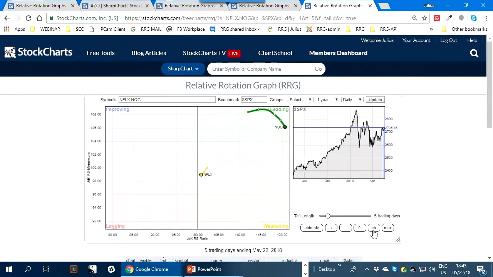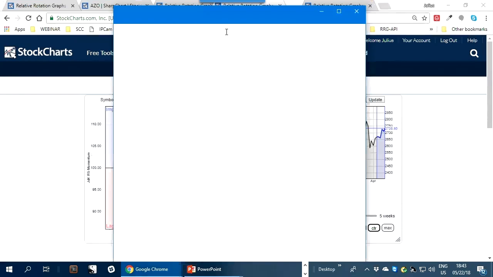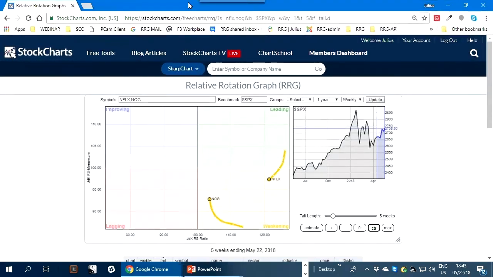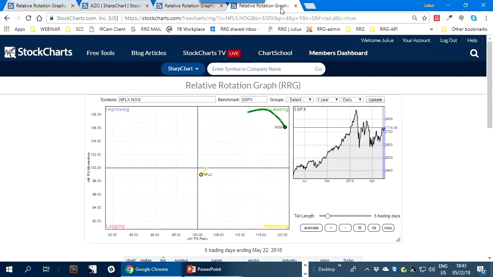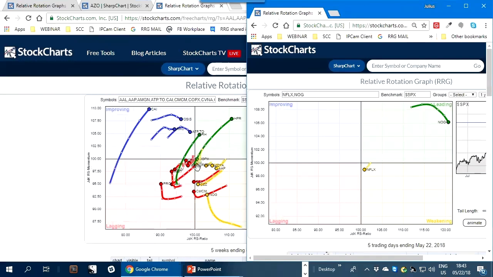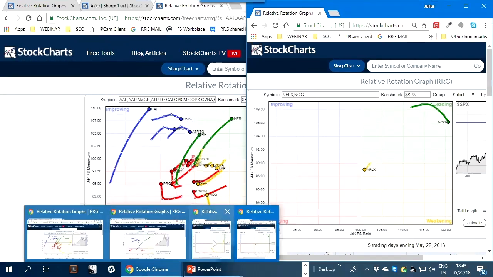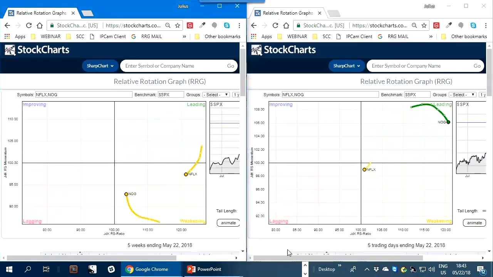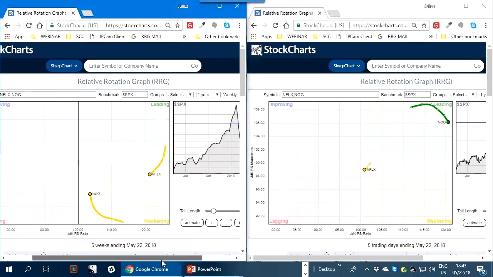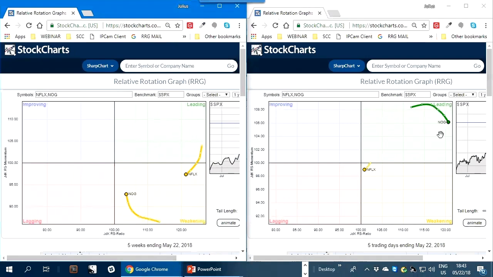So now I've got my daily and my weekly. I thought everybody knew this, but apparently people didn't know how to do this. But this is really cool on a Windows machine where you can put these two, where's the other one? Here, next to each other. So now this is my weekly, and the right-hand side is my daily.